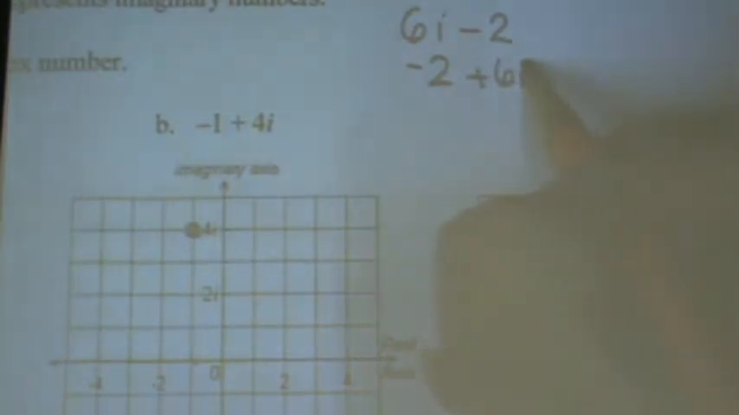Yep. Now, what if I messed you up and wrote 6i minus 2? Negative 2 plus 6. Okay, good. So they didn't write this in standard form, you'd wanna fix that. That's the real part and that's the imaginary part, 6i. Okay, everyone's cool with that?